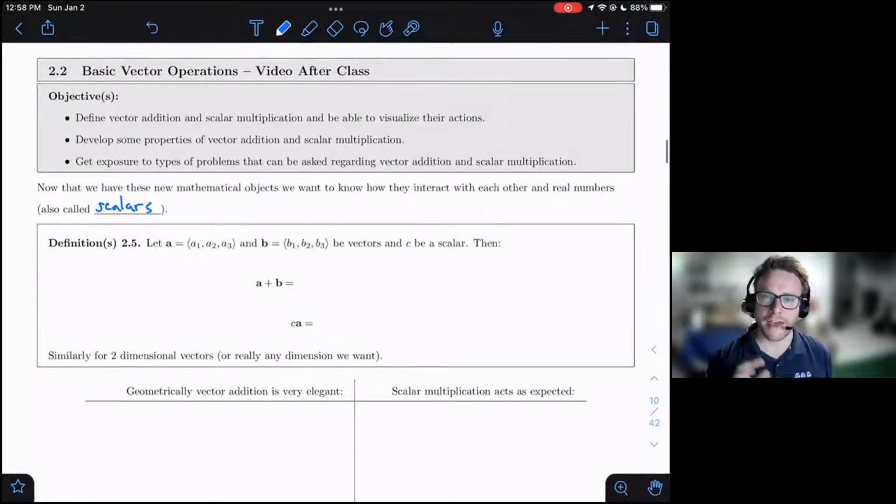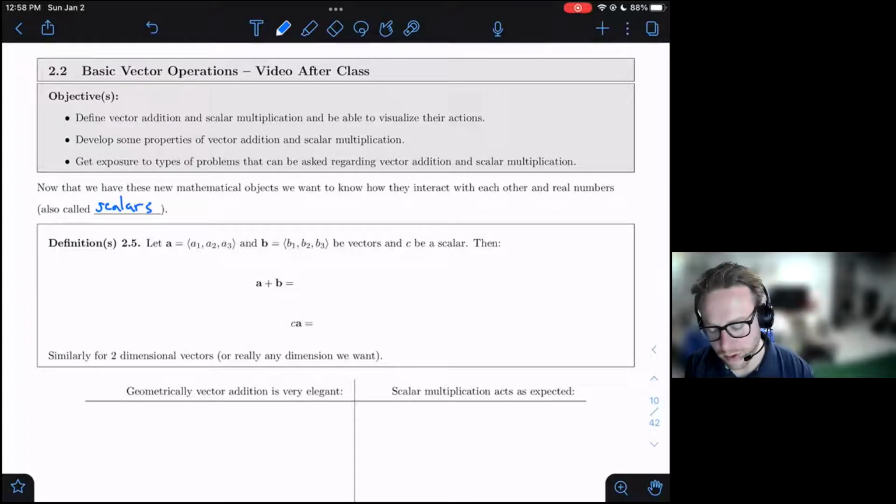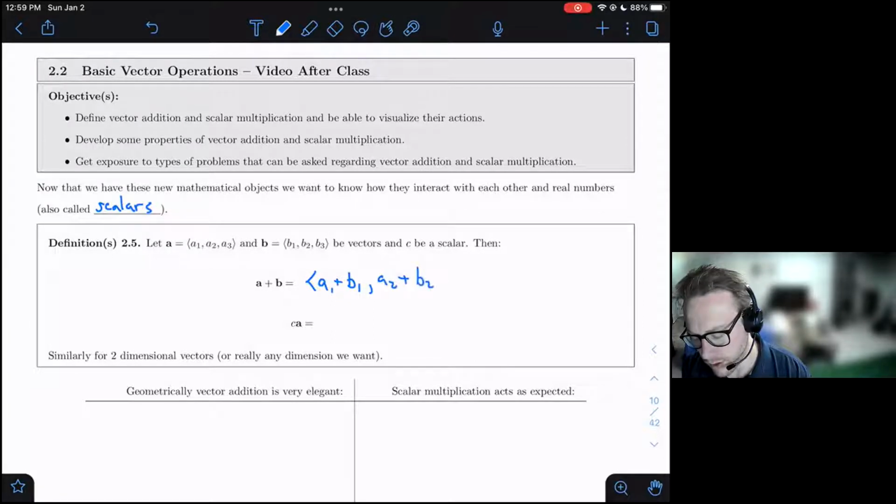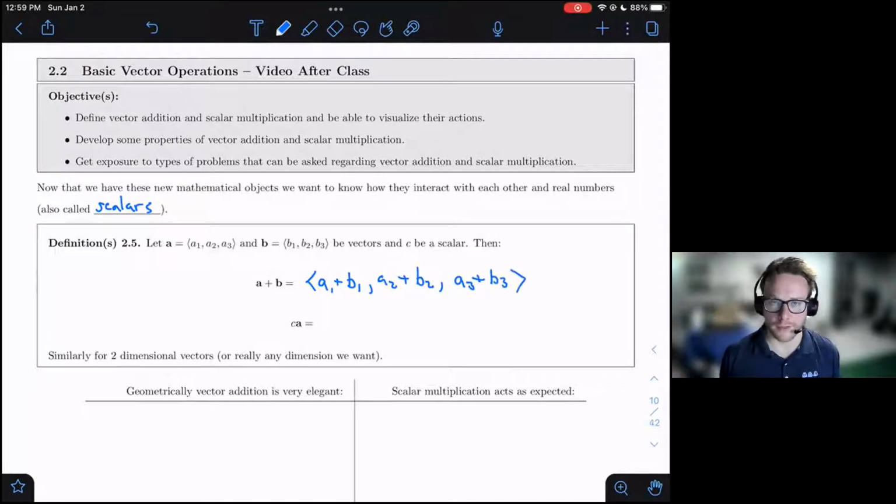If we have a couple of vectors, A and B, with components A1, A2, A3, and B1, B2, B3, respectively, then if we want to add two vectors together, you do the thing that you would probably guess. You just add component-wise. We add the first components together, A1 and B1. For the second component, we add A2 and B2. And then finally, A3 and B3. We'll add those together, and this will be our new vector.